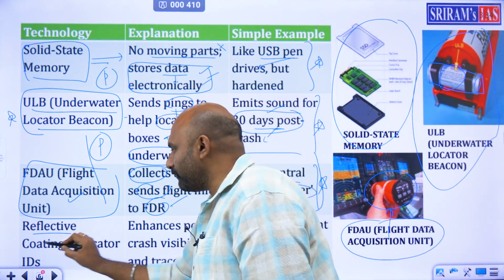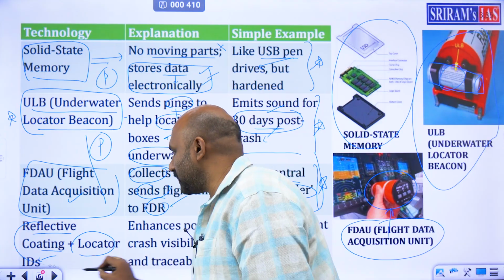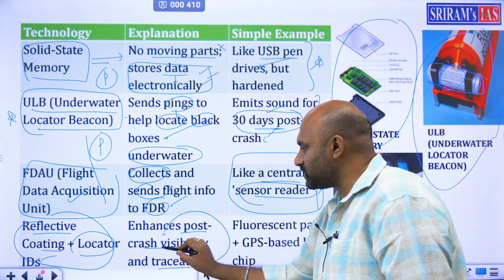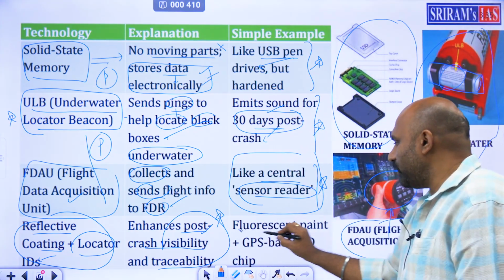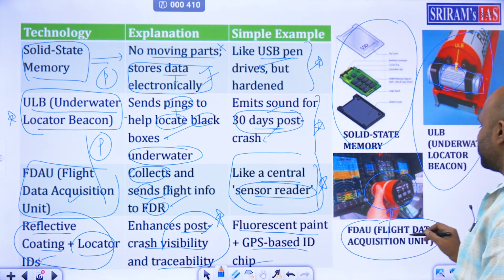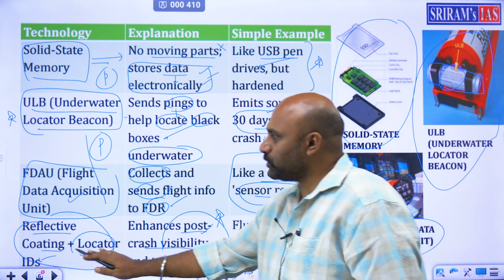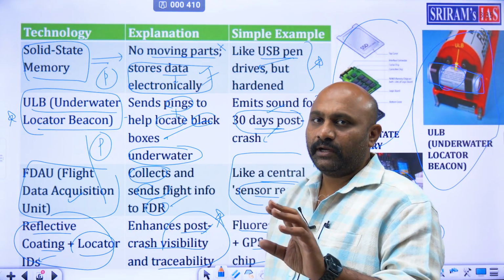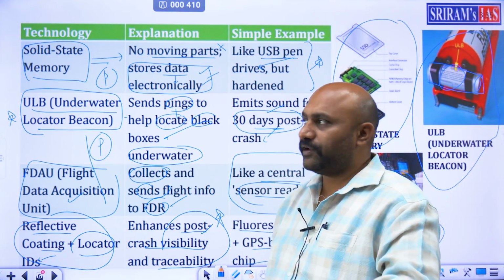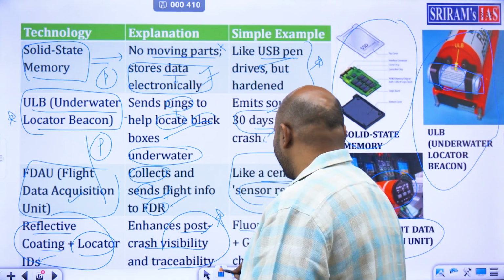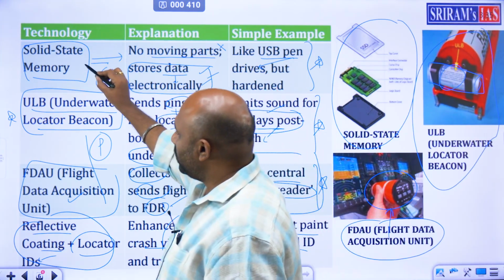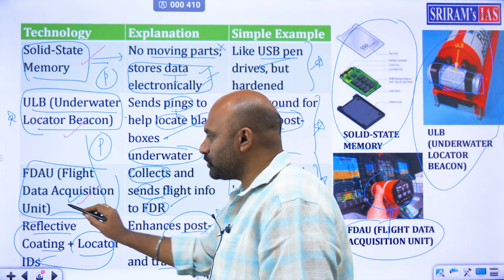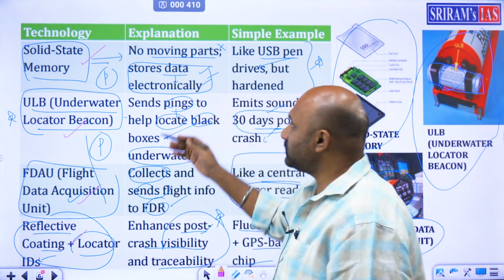Next, reflective coating plus locator IDs is another technology which is used. It is very useful for post crash visibility and traceability. Example, fluorescent paint, GPS based ID chips. So this is reflective coating plus locator ID. These are all the major technologies which are used for post crash needs, already installed in the flight. One is the solid state memory chip, that's very important. Solid state memory, ULB underwater locator beacon, FDAU flight data acquisition unit, and reflective coating plus locator IDs.